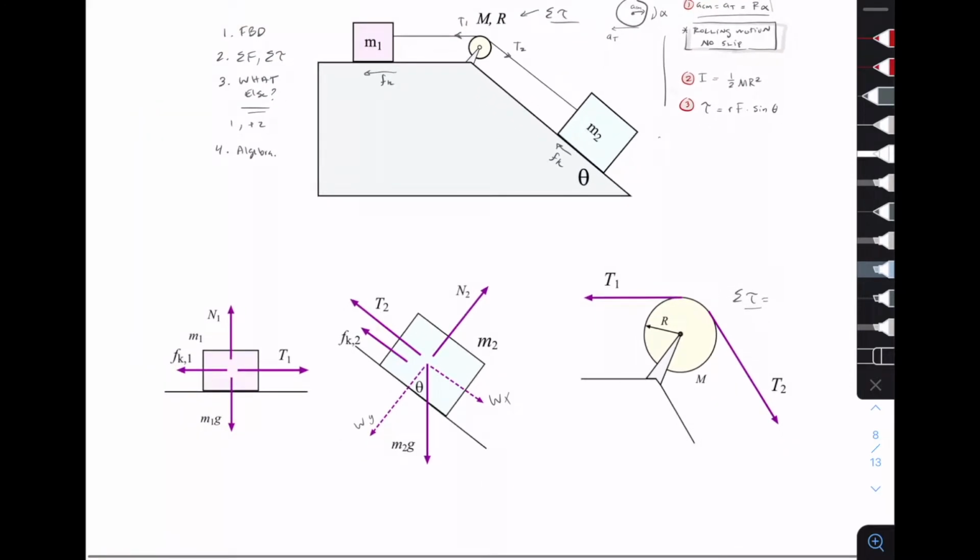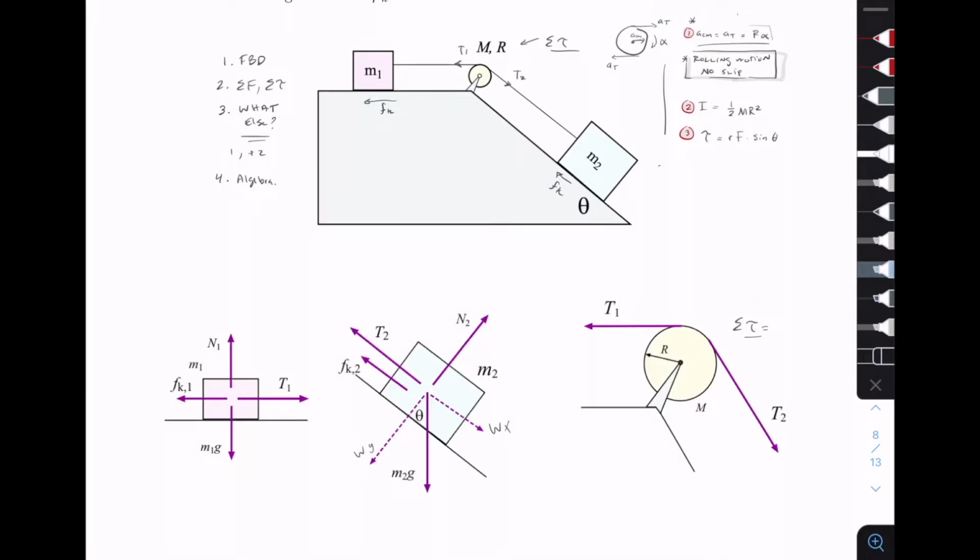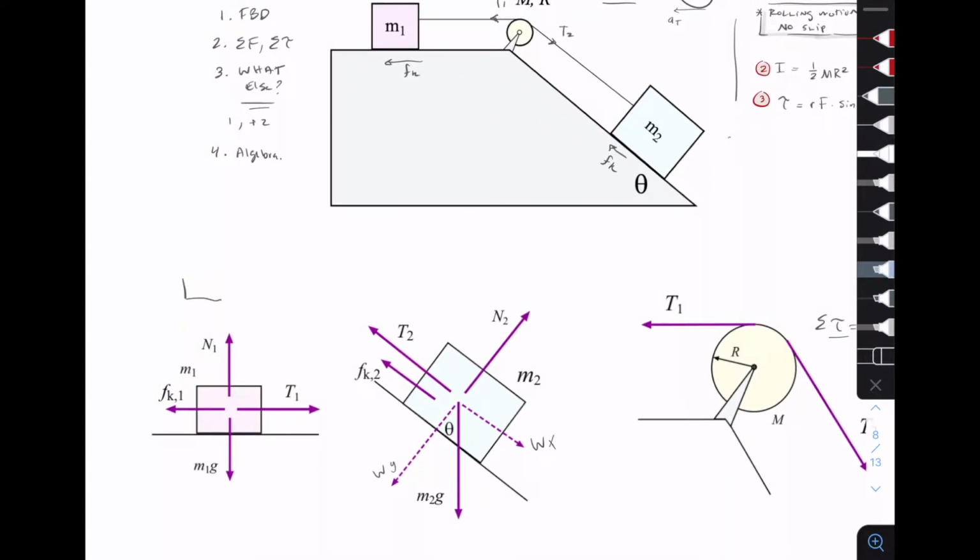Okay, so one odd choice in this problem that you're allowed to do is for each mass, you can give it a different coordinate system when you're trying to solve for things in the system. So we're going to use an xy coordinate system for this first block, okay? And then we're going to use a tilted xy coordinate system for the slope. And that's perfectly fine, okay?